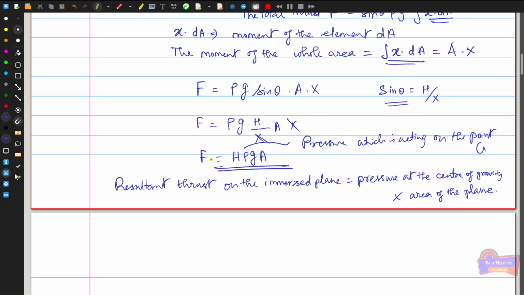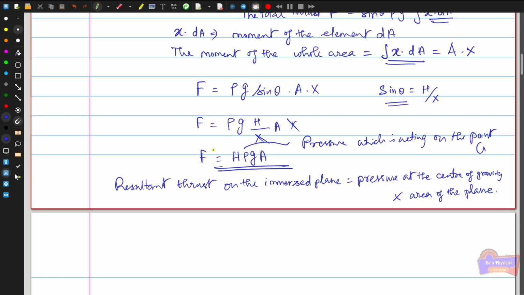Now from this equation you can clearly find that the total thrust on the immersed plane is quite independent of the angle of inclination, theta, with the liquid surface. It depends only upon the height as well as the area of the immersed plane. So now we have obtained the resultant thrust acting on the immersed plane.